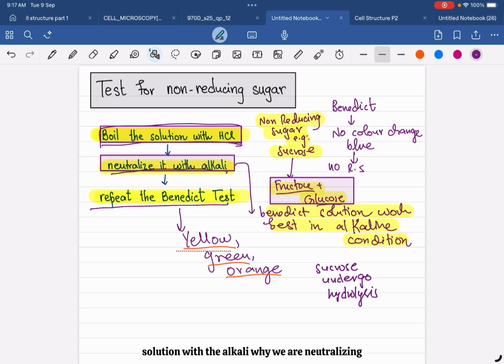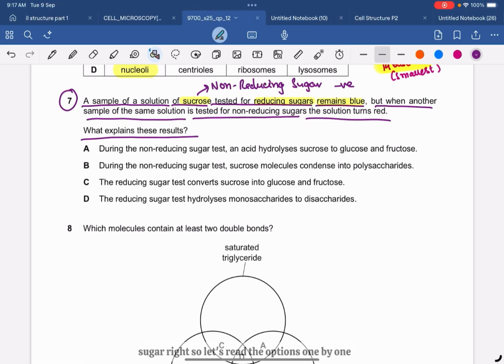Why are we neutralizing the solution with the alkali? Because we know that the Benedict solution works best in alkaline conditions. So that's why we are neutralizing it with alkali, and then we are going to repeat the Benedict test, and then the color change will be seen. So this is how you do a test for the non-reducing sugar. Let's read the options one by one and try to determine the correct answer.